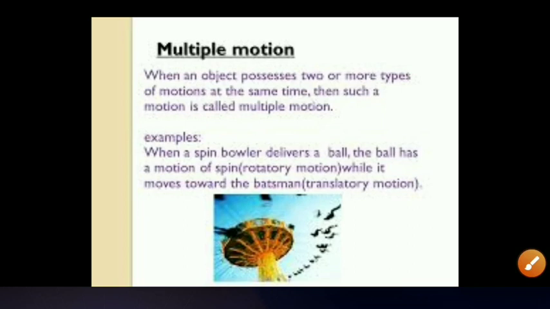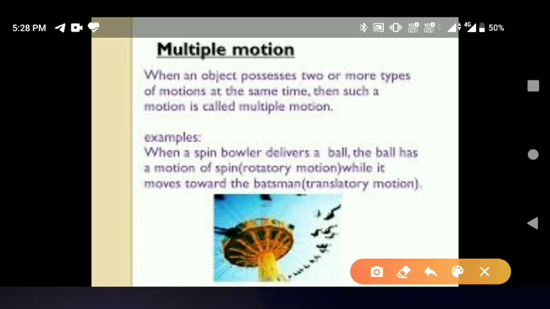Multiple motion. If a body exhibits more than one motion at the same time, then such a motion is called multiple motion. Some examples of multiple motions are motion of the earth, drawing water from the well, a vehicle moving on a straight road, and motion of a drill. One by one we shall try to understand this. When an object possesses two or more types of motion at the same time, such a motion is called multiple motion.